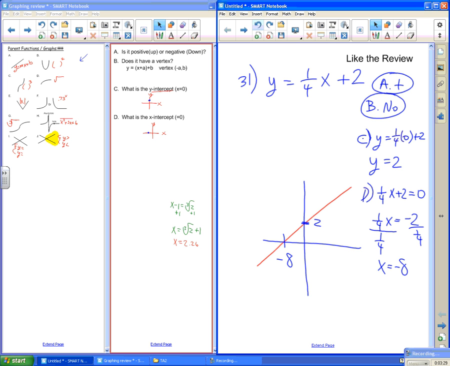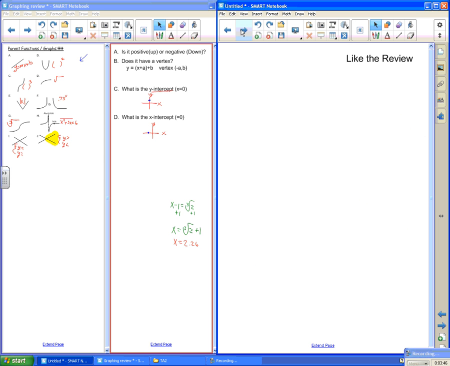So answering A, B, C, and D is always going to give you enough. Some of you might use slope here, which is fine. So you know it goes up 1/4, up 1/4. My drawing's not very good, but essentially that's what's going on. So now next one.